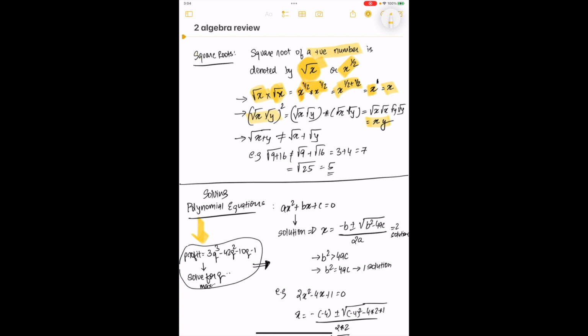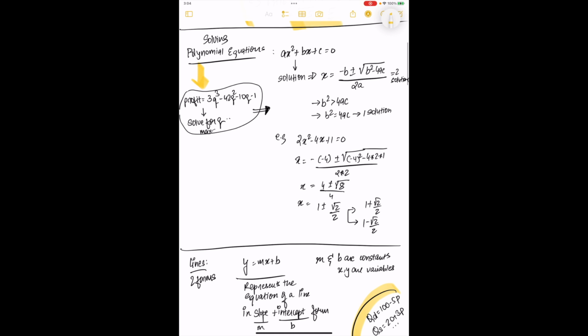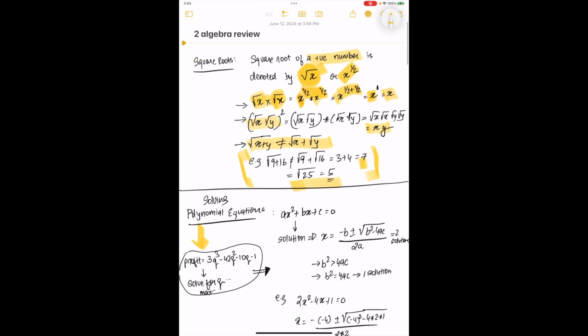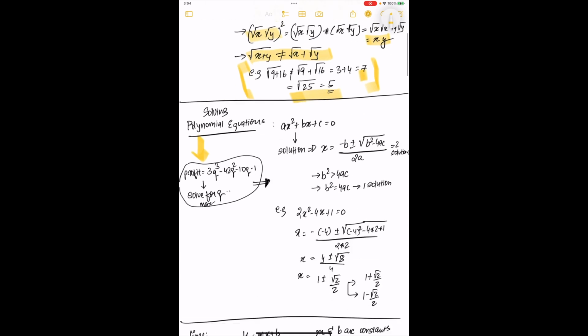Note, square root of x plus y is not equal to square root of x plus square root of y, as in this example. So we know how to deal with square roots. Like square root of 9 plus 16 is not the same as square root of 9 plus square root of 16, which is 7, but it's actually the same as square root of 25, which is 5. So knowing how to deal with these functions and equations is super important.